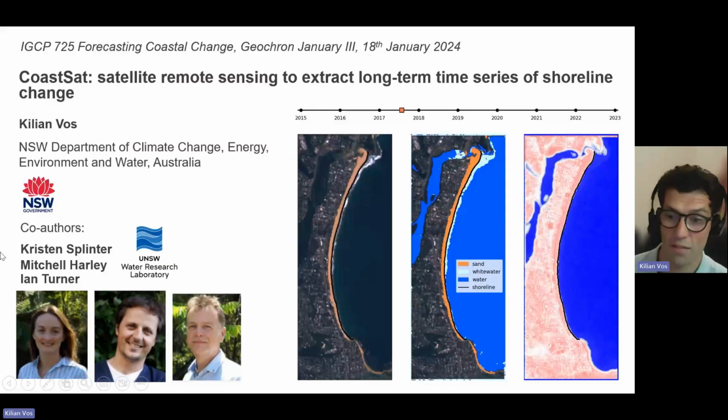Hello, everybody. My name is Kilian Vos. Today I'll be presenting on CoastSat, which is an open source toolbox for mapping shorelines on publicly available satellite images.